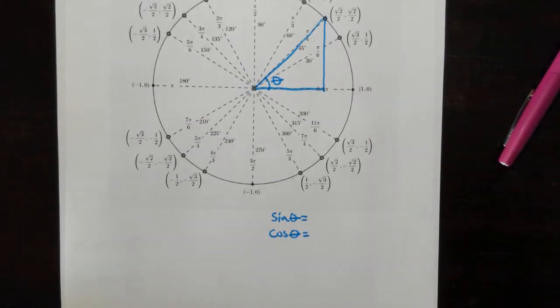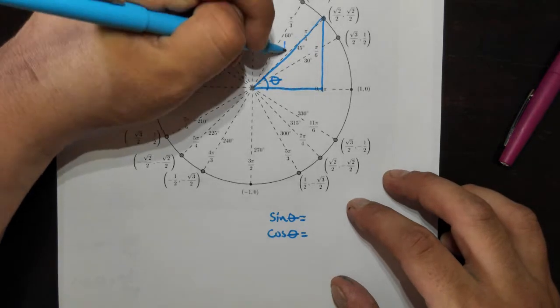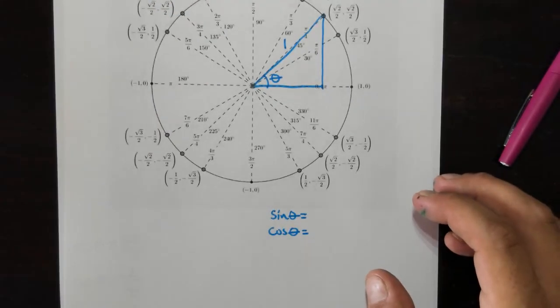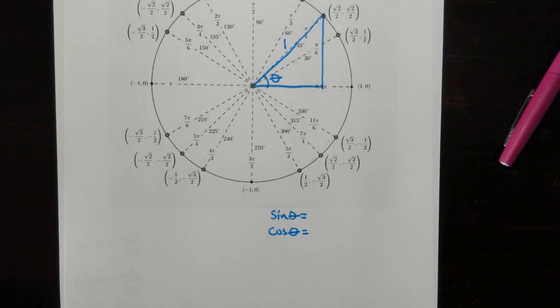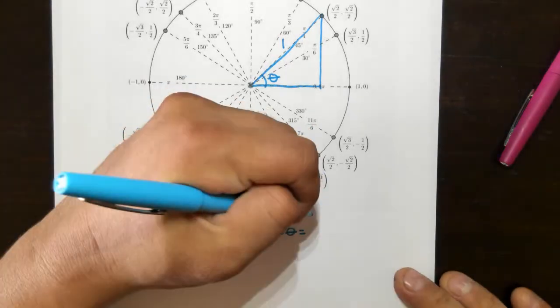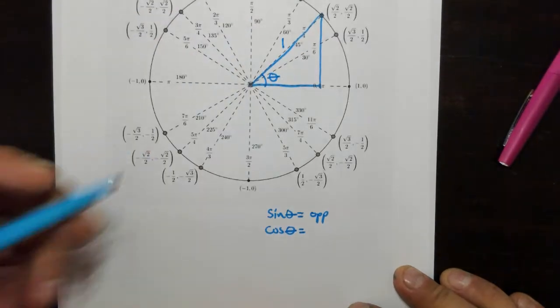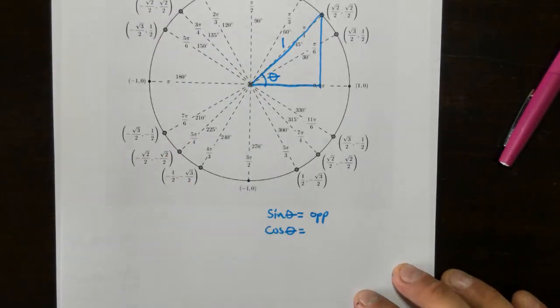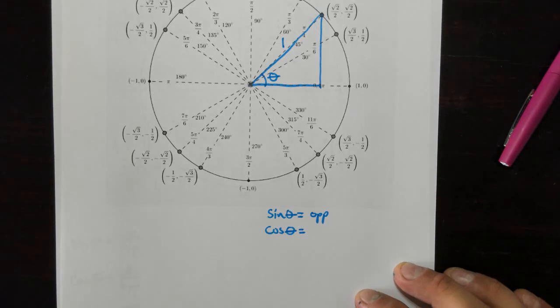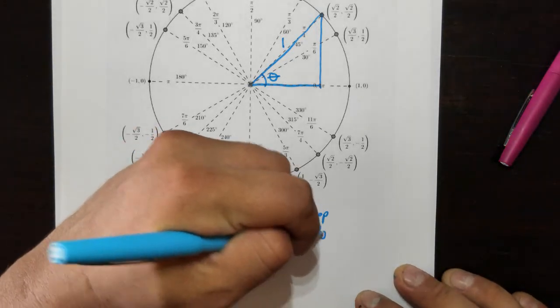Well, this is a very useful tool, because let's think about it. Sine is opposite over hypotenuse, and cosine is adjacent over hypotenuse. But we know that in the unit circle, our hypotenuse is just 1. So sine is really the opposite over 1, or it just gives us the opposite side. Cosine gives us the adjacent over hypotenuse, but in this case hypotenuse is 1, so it gives us adjacent over 1, or it just gives us the length of the adjacent side.